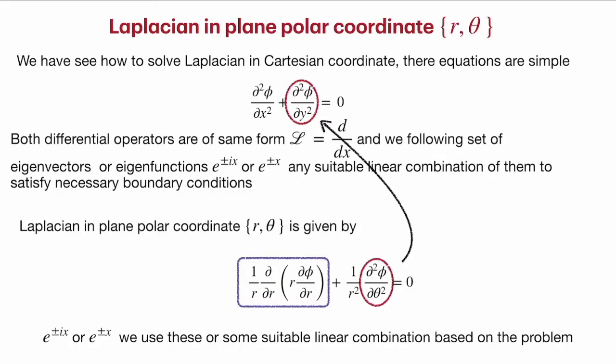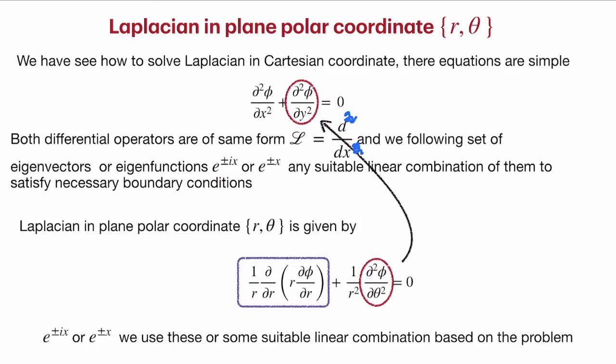Laplacian in the plane polar coordinate. We have seen how to solve a Laplacian in a Cartesian coordinate system. We have a simple differential operator there: del square phi by del x square plus del square phi by del y square is equal to 0. Both differential operators are of the same form, d square by dx square, and we know that the eigenfunctions of this differential operator are e power plus or minus ix or e power plus or minus x, depending on the constants.